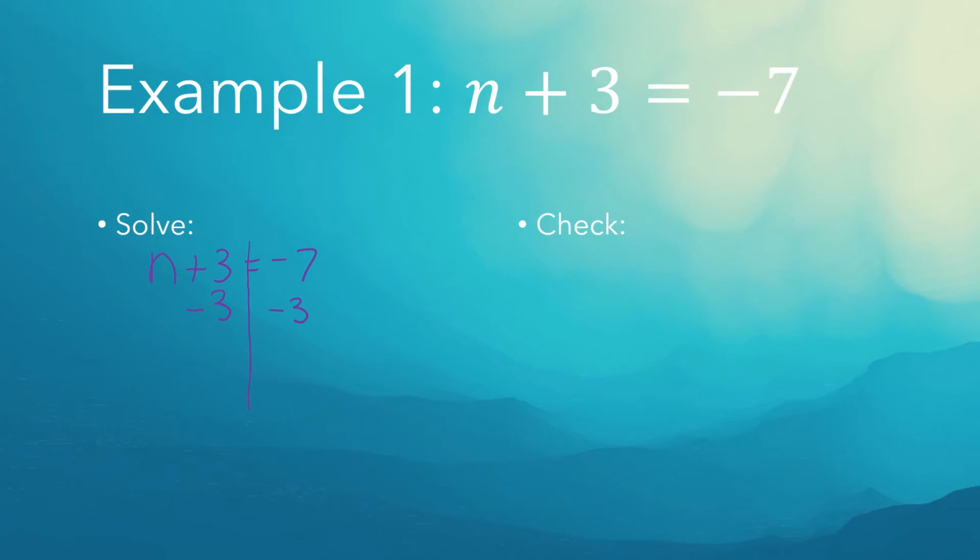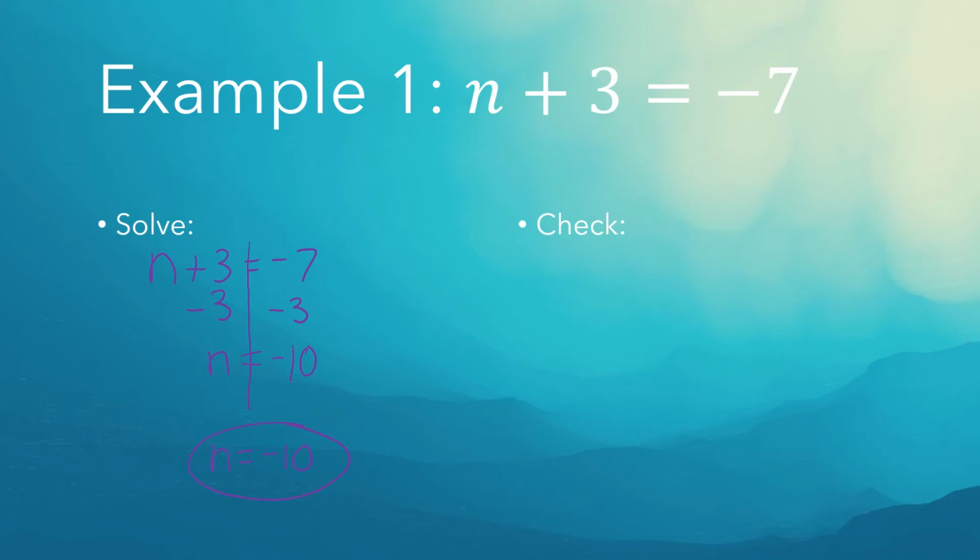To simplify the left-hand side, we have n plus 3 minus 3. The plus 3 and minus 3 are going to equal 0, so we just have n on the left-hand side. To simplify the right-hand side, we have negative 7 minus 3, which is going to get us a negative 10. Since the variable is by itself, we have finished solving the equation, and we have n equals negative 10.